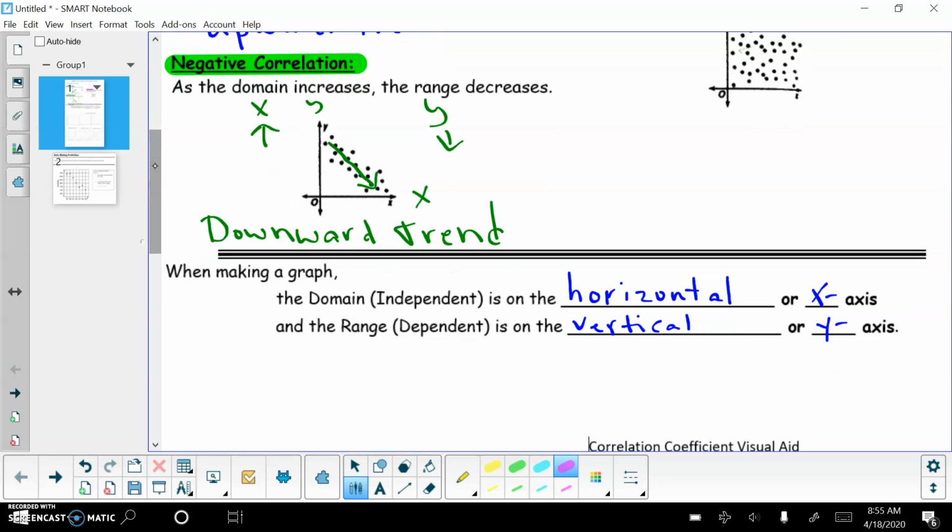Now, it's important just to remember that when we're looking at a graph, we keep talking about the domain. The domain is the independent variable, which is on the horizontal, the x-axis, the one that's going side to side, left to right. When we talk about the range, we're talking about the dependent variable that's on the vertical y-axis, which is the one that's going straight up and down.